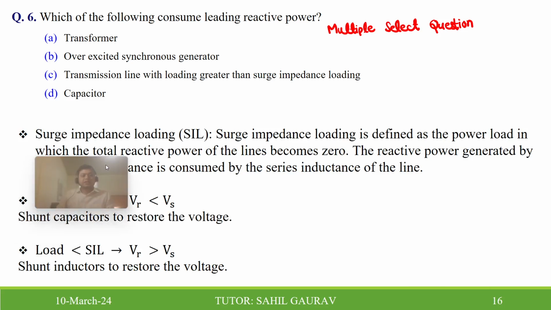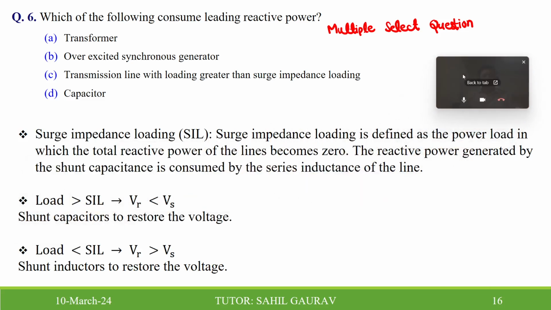So this transformer, if you take the equivalent diagram for a transformer, can be represented with the help of leakage inductance. Moreover, it behaves like an inductor, so it consumes lagging reactive power. So this will not be the correct answer.